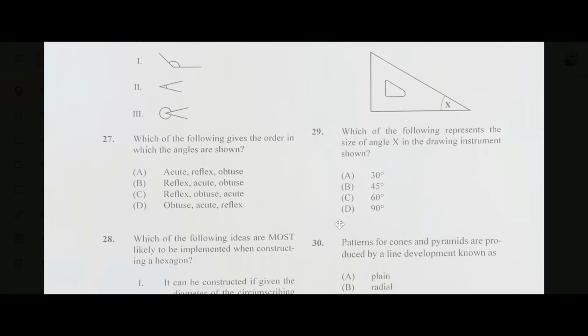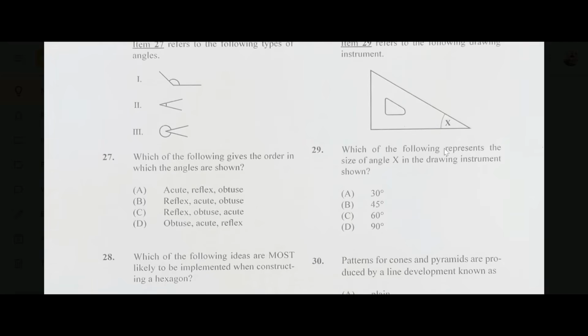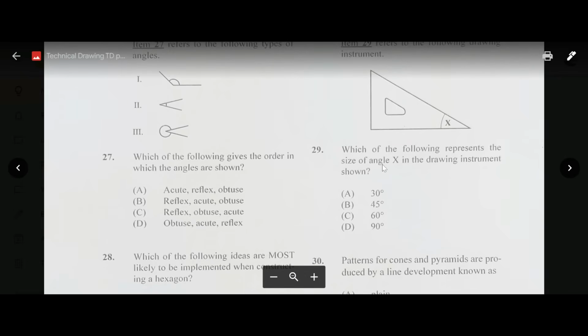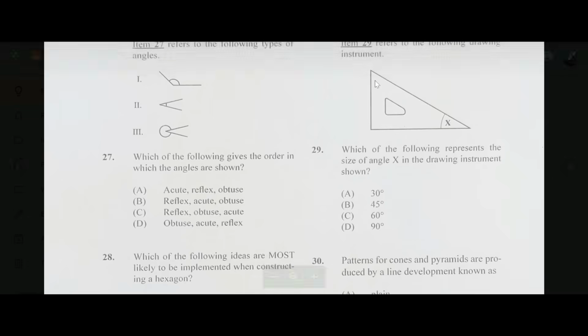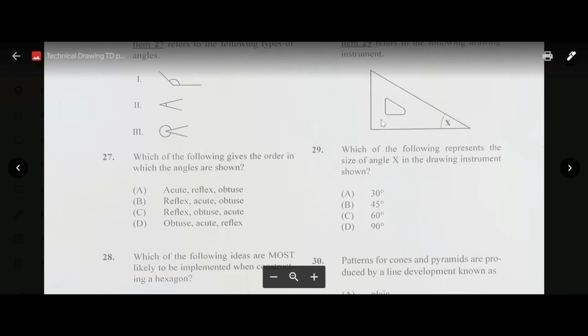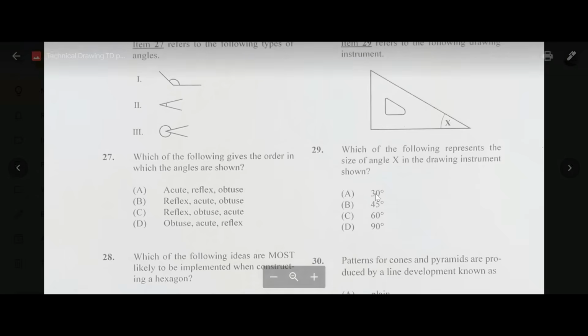Number 29. Which of the following represents the size of angle X in the drawing instrument shown? So this is a 30-60 set square. This angle is 90 degrees. This angle up here is 60. And this one down here is 30. So X is 30 degrees, A.